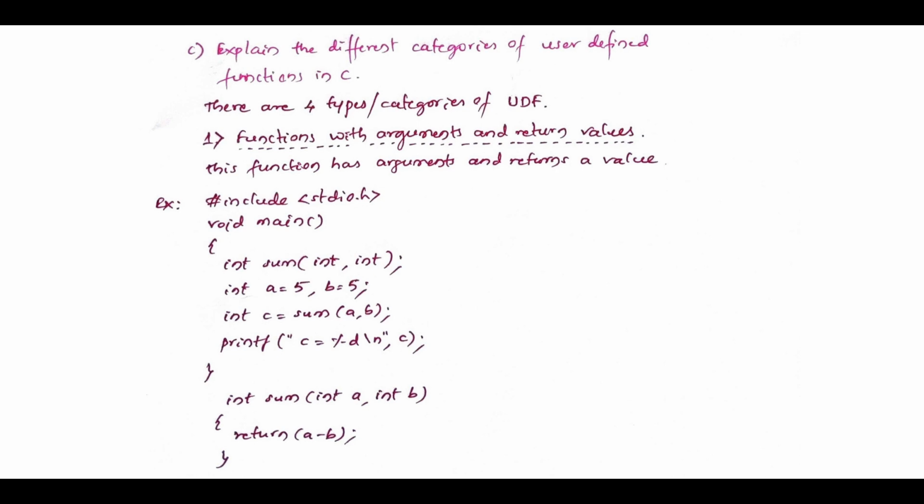Those will be transferred to the function definition sum, and we get the return value. Actually it should be a plus b, but I have written it as a minus b. This is a function with arguments and return value.